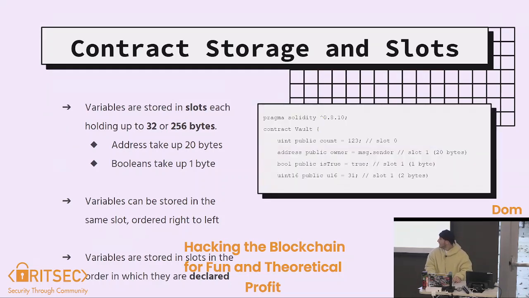So here's what a few different variables look like in Solidity. We see here that we have an unsigned integer, which will take up the entirety of the 0 slot. And we also see that we have an address here, which we know takes up 20 bytes, so that'll go into slot 1. We have a boolean here, which takes up 1 byte. That'll also go into slot 1 as well. So the address is on the right, and then our boolean is to the left of that address, and then we also have an unsigned integer, which will take up 2 bytes, going left again.